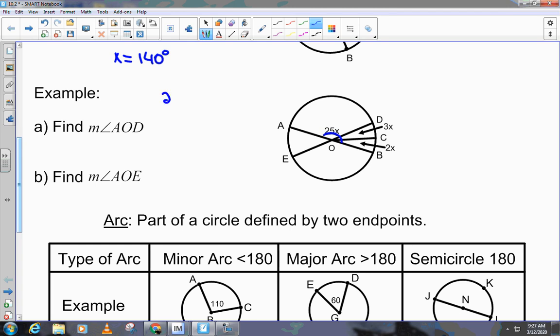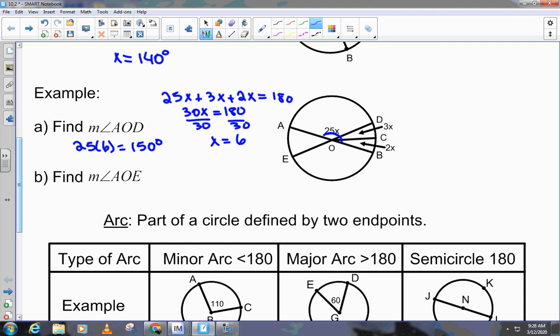So we have 25x plus 3x plus 2x equals 180, half the circle. So that ends up being 30x equals 180. Divide both sides by 30, and x is 6. So if x is 6, I go back to find AOD. That's 25 times 6, which is 150 degrees. Okay, so this right here is 150 degrees.